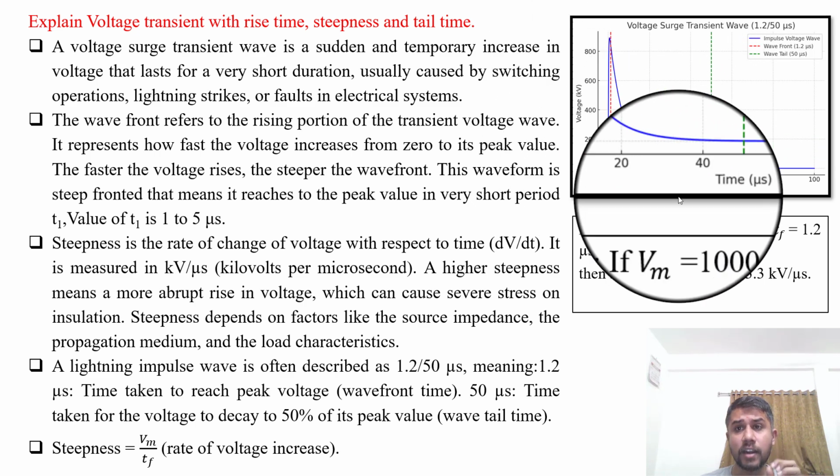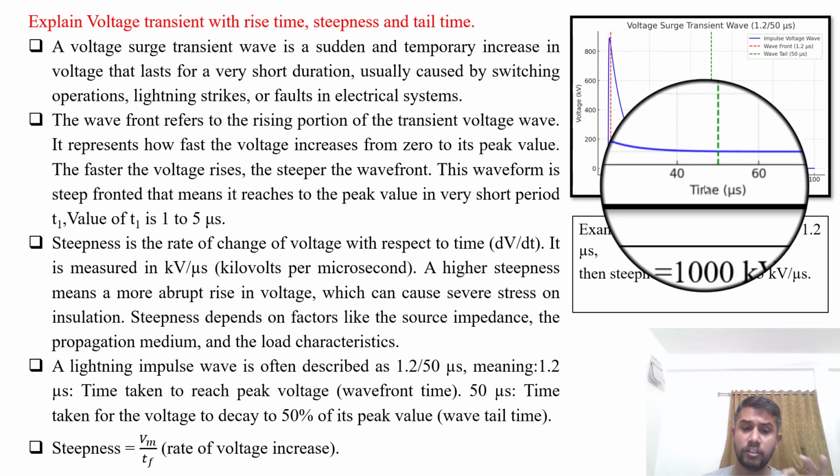This is the standard impulse transient voltage waveform. This is applied to check the equipment operation against the transient. Safeguarding and everything is checked by applying this magnitude voltage waveform, that is 1000 kilovolts, with 1.2/50 microsecond rise time and fall time respectively. So this is about the voltage transient with rise time, tail time and steepness.